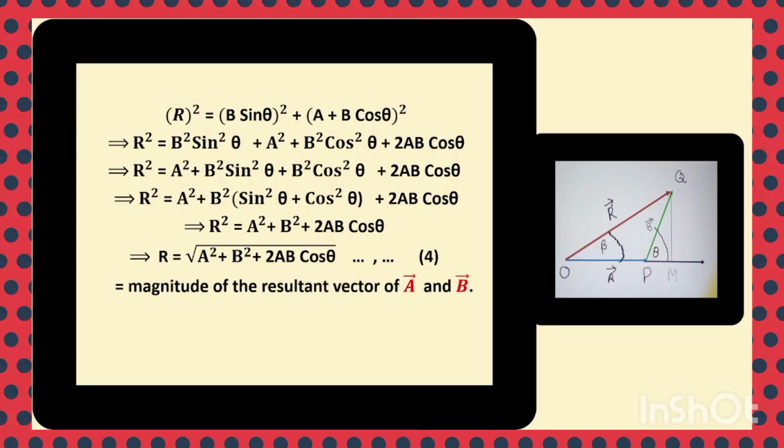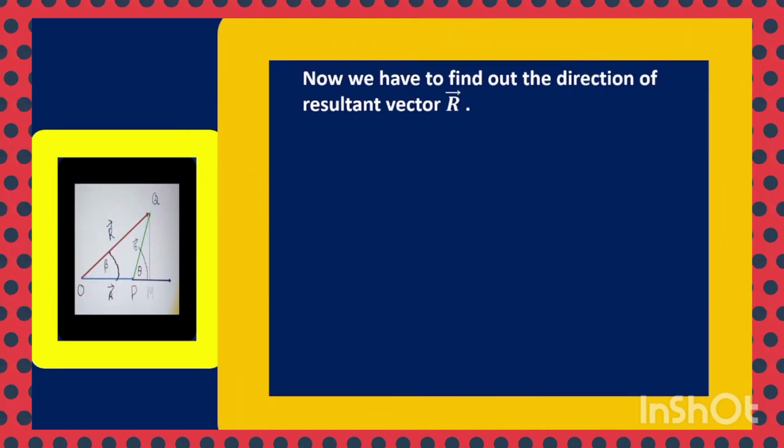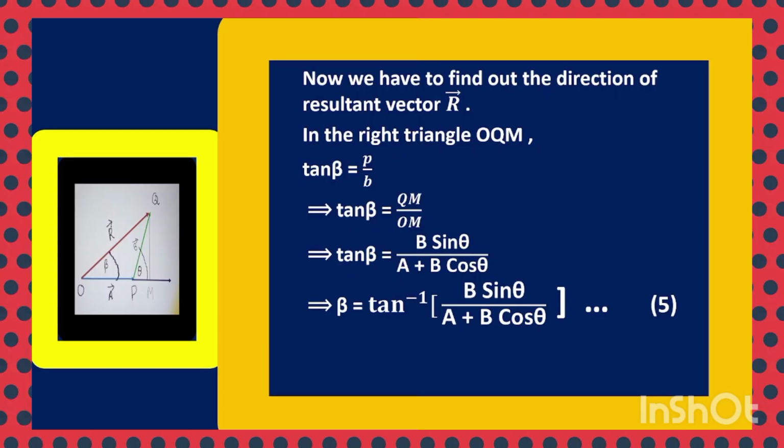Right? Now we have to find out the direction of the resultant vector. Okay, you see here, now in the right angle triangle OQM, beta is the angle of the direction of the resultant vector, so you can write tan beta is equal to perpendicular by base, and here the perpendicular means QM. So tan beta is equal to QM by OM, tan beta is equal to B sin theta divided by A plus B cos theta, and beta is equal to tan inverse of B sin theta divided by A plus B cos theta. This is the resulting formula, and we can find out the direction of the resultant vector.